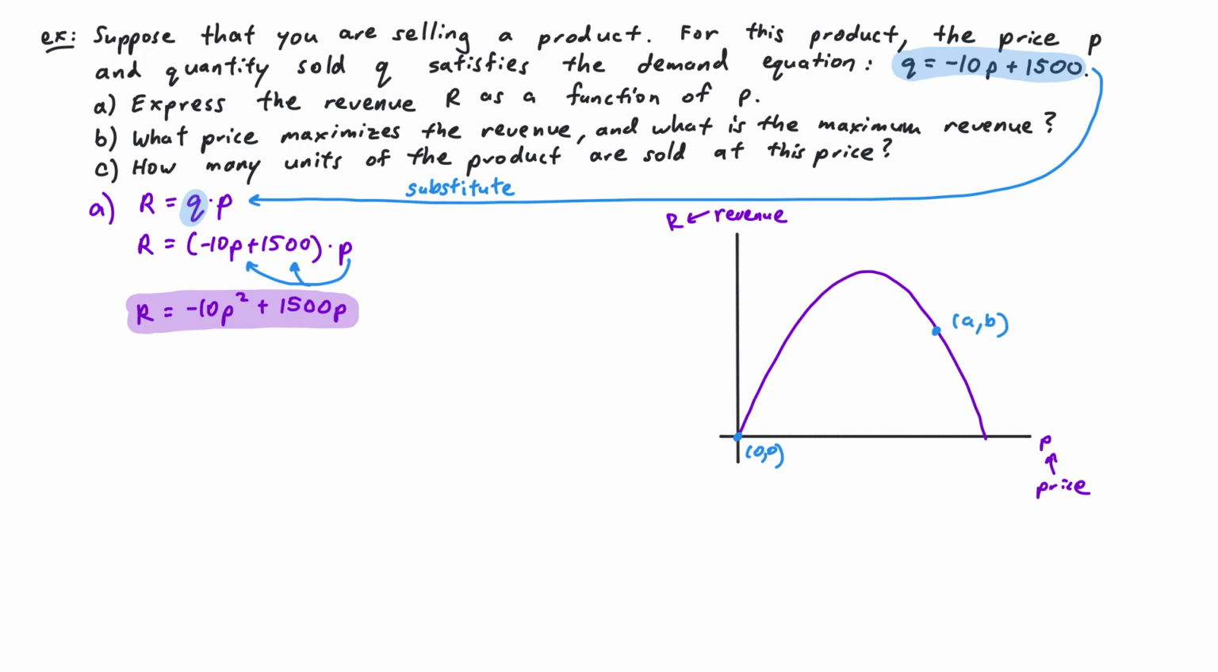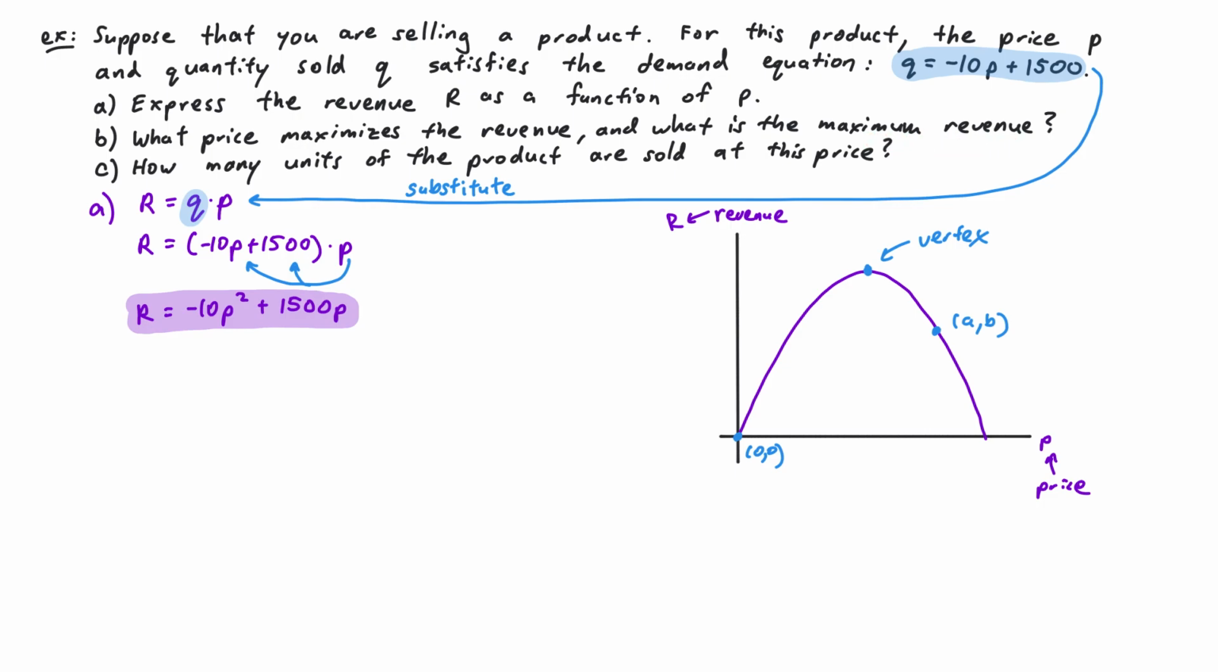Now let's take a look at what part B of our problem is asking us for. It's asking what price maximizes the revenue and what is the maximum revenue. If we want to find the maximum revenue, we want to look at our graph and determine where our highest point is, because our vertical axis is telling you about the revenue. So the highest point will be the point with the largest revenue. And the highest point of our graph happens to be the vertex of our parabola. So if we can find the vertex of this parabola, we will not only know what price will maximize the revenue, but also what the maximum revenue is.